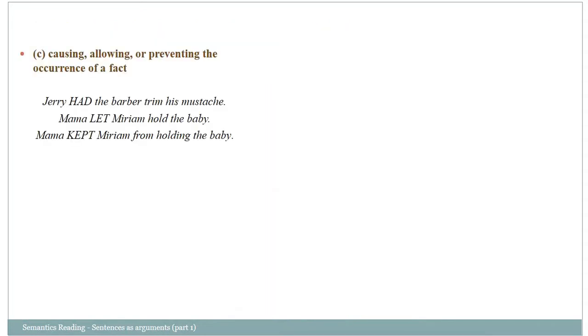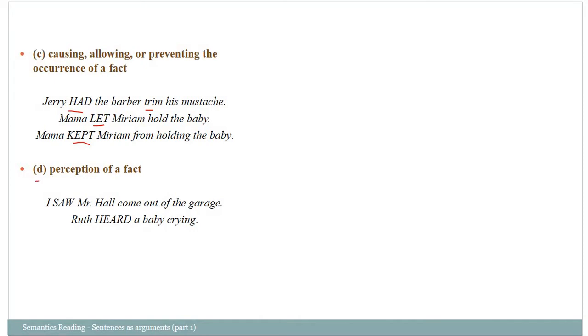So as the third item, the embedded clauses might convey information about causing, allowing, or preventing the occurrence of a fact, like Jerry had the barber trim his mustache, Mama let Miriam hold the baby, Mama kept Miriam from holding the baby. You can see have, let, and keep verbs, and they might have different properties.